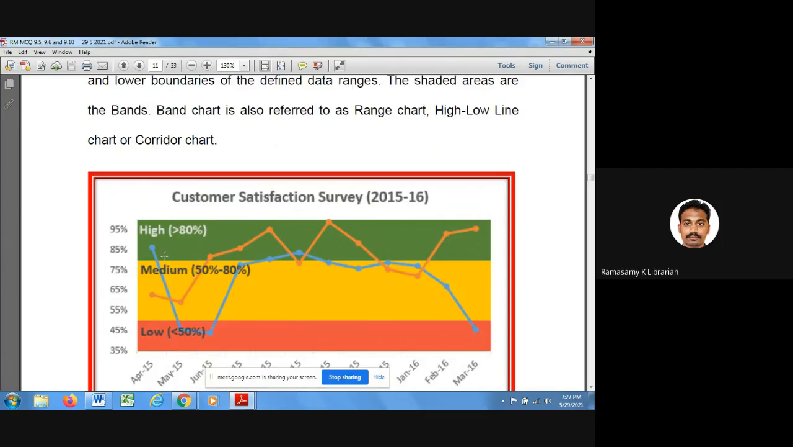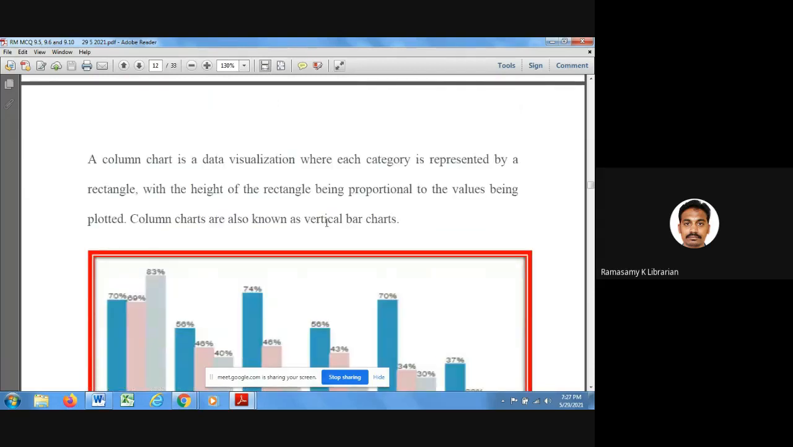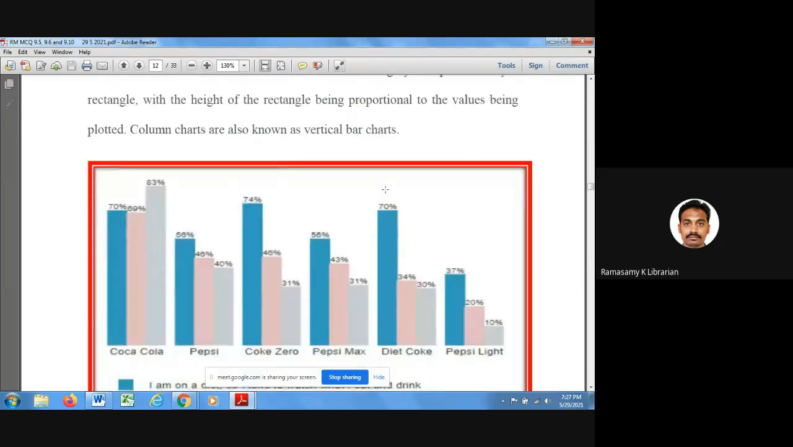So this kind of line chart is called a band chart, which is also called a range chart, high-low line chart, or corridor chart. Remember all these terms. Fine. Then what about the column chart?